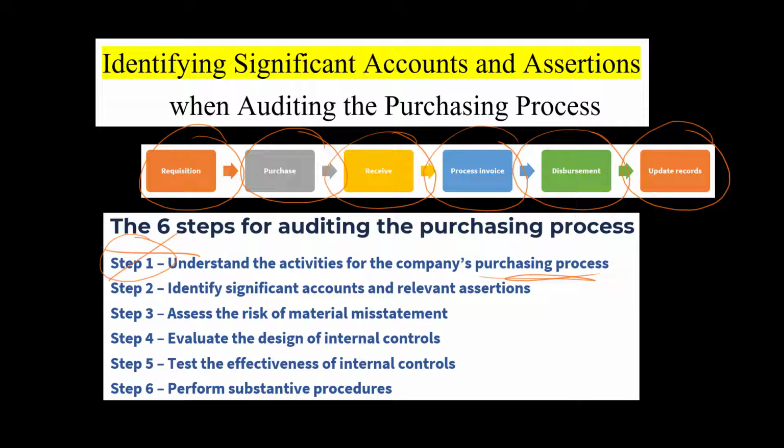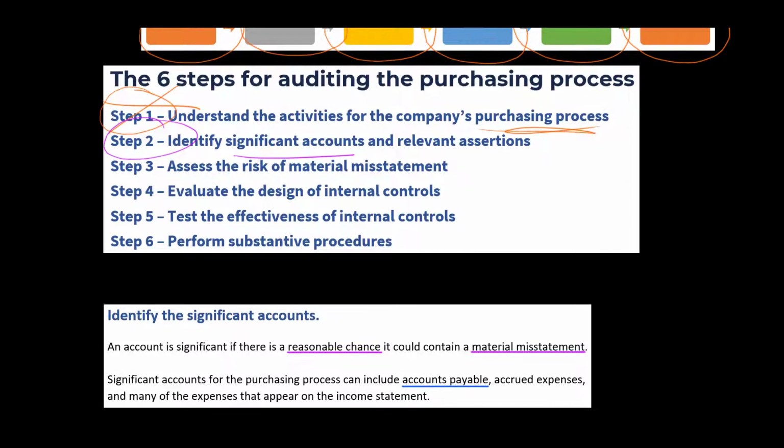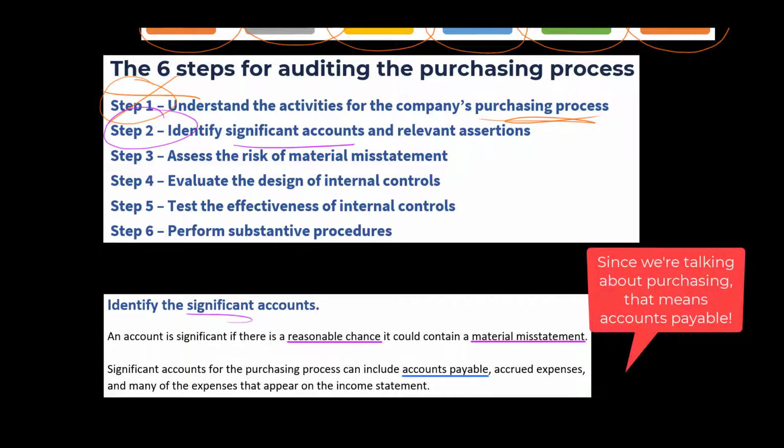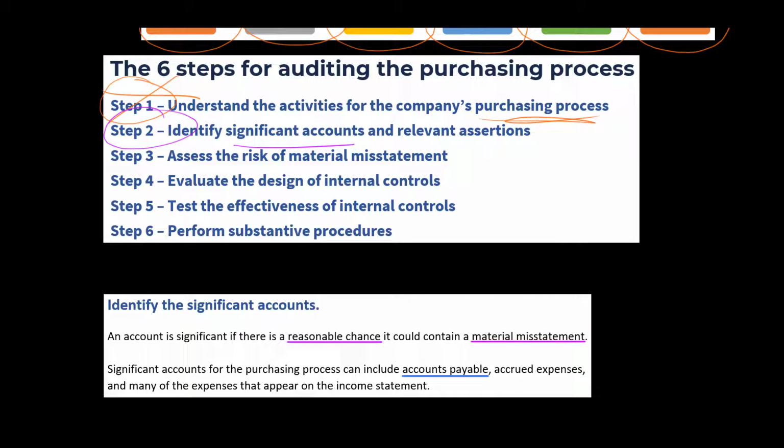So we have covered step one. In this video, we're going to focus on step two, identifying significant accounts and relevant assertions. This is very important to performing the audit. The auditor needs to know which accounts to focus on. So what is a significant account? Well, an account is significant if there's a reasonable chance it could contain a material misstatement.